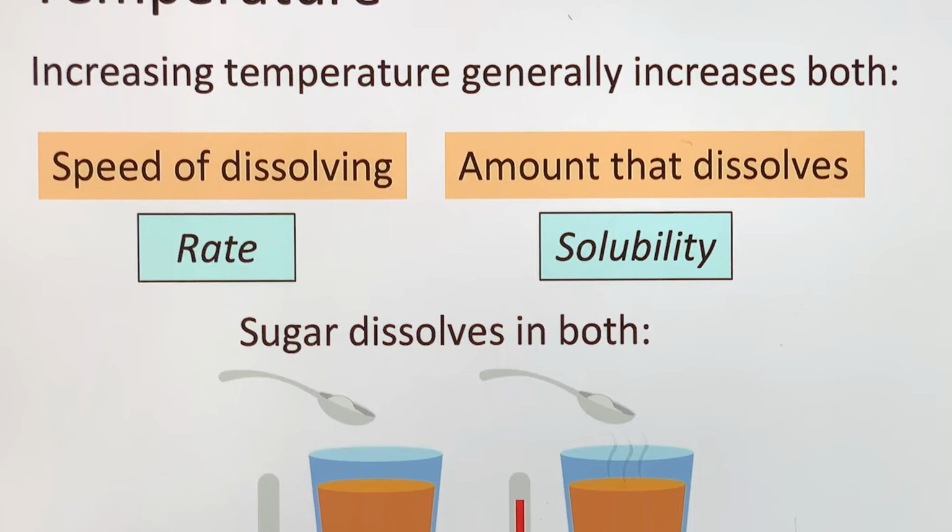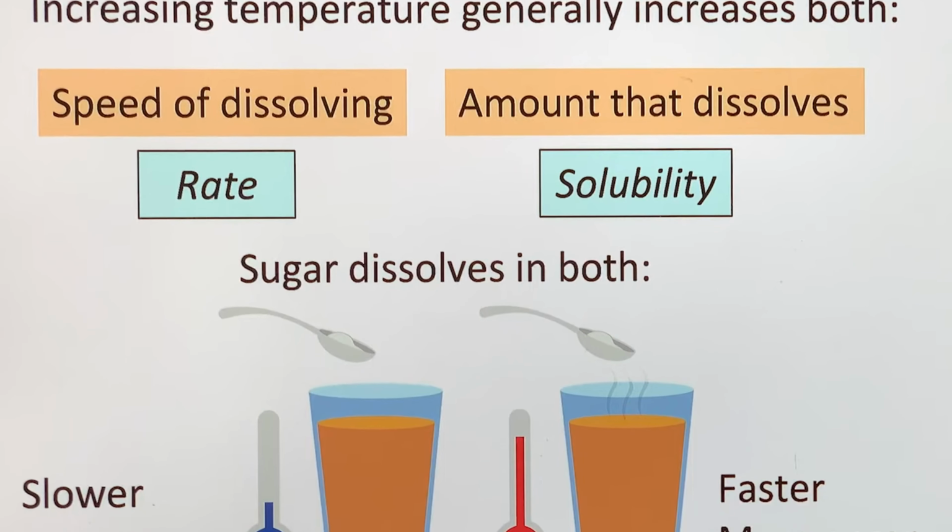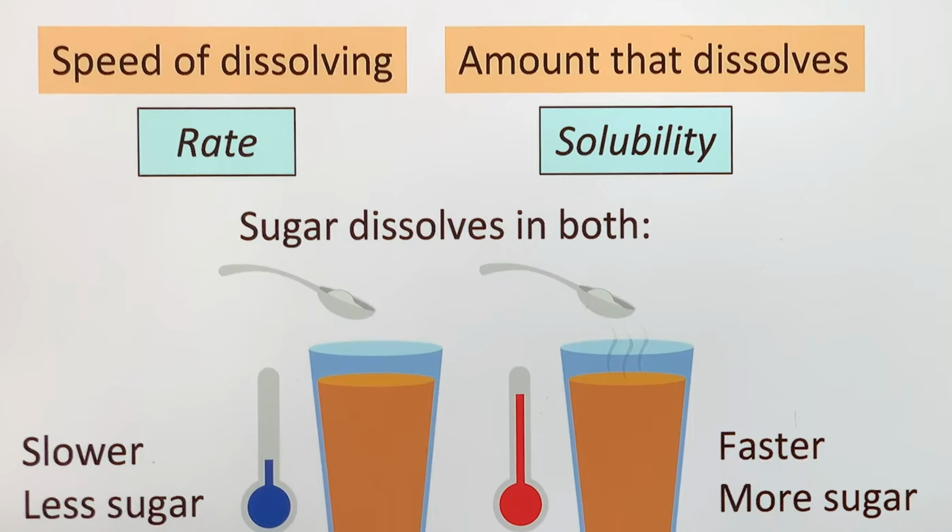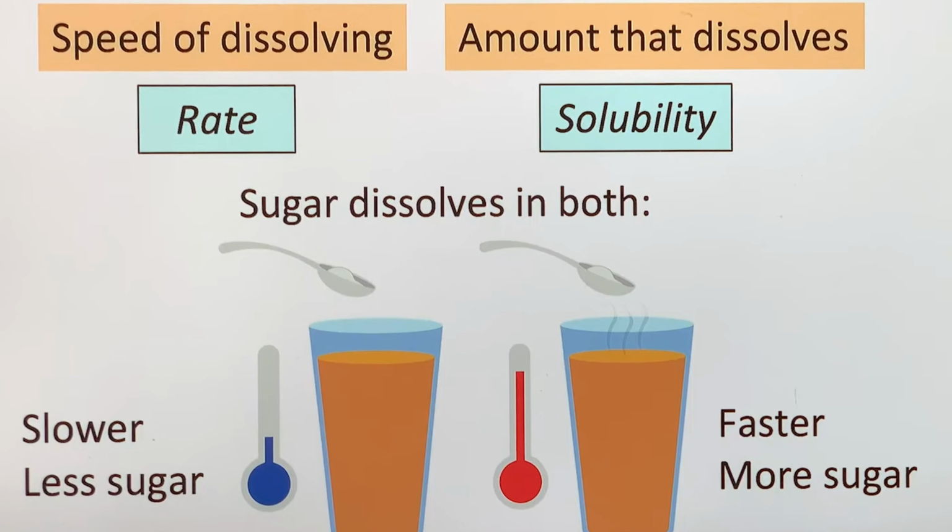Temperature changes can also affect the amount of solute that dissolves. An example of this is that in everyday drinks such as coffee or tea, sugar tends to dissolve much faster when the drink is in a heated state.